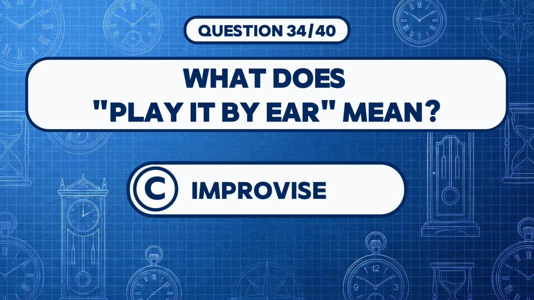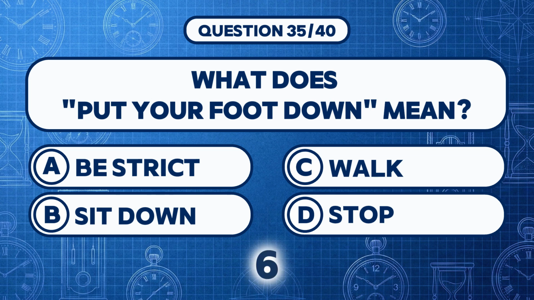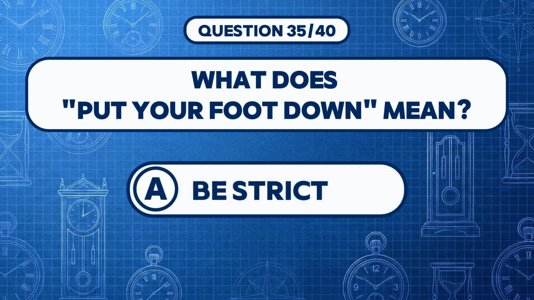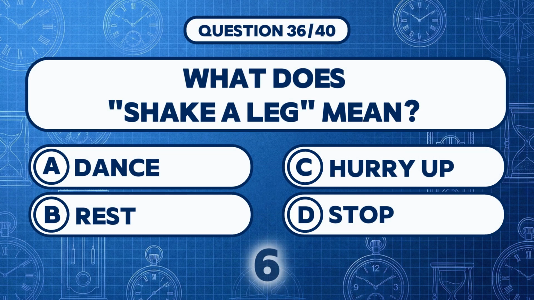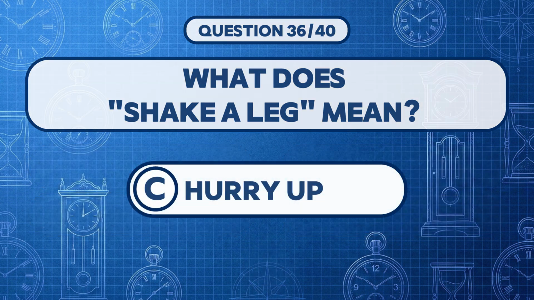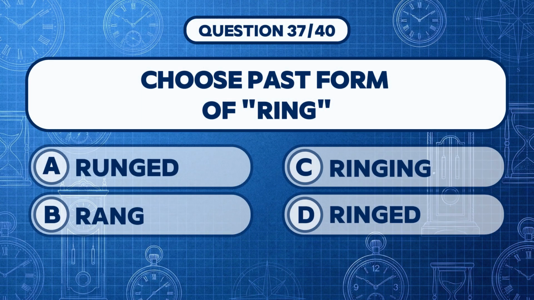Answer C, improvise. What does put your foot down mean? Answer A, be strict. What does shake a leg mean? Answer C, hurry up. Almost there. Just 4 questions left. Choose past form of ring.